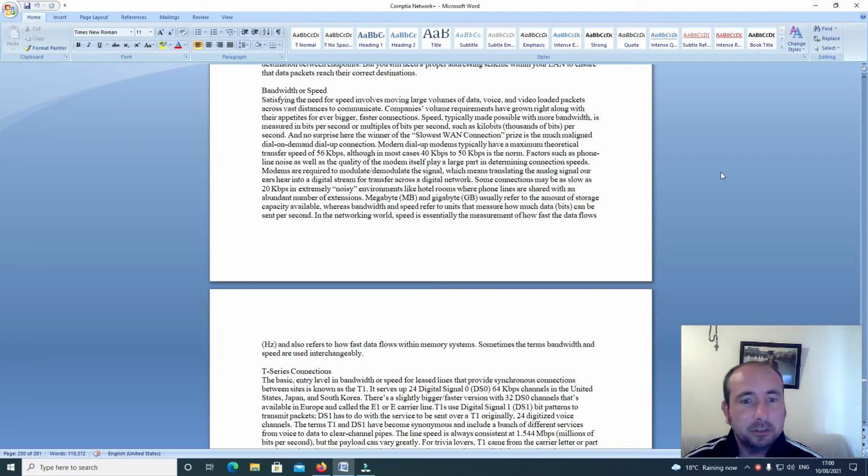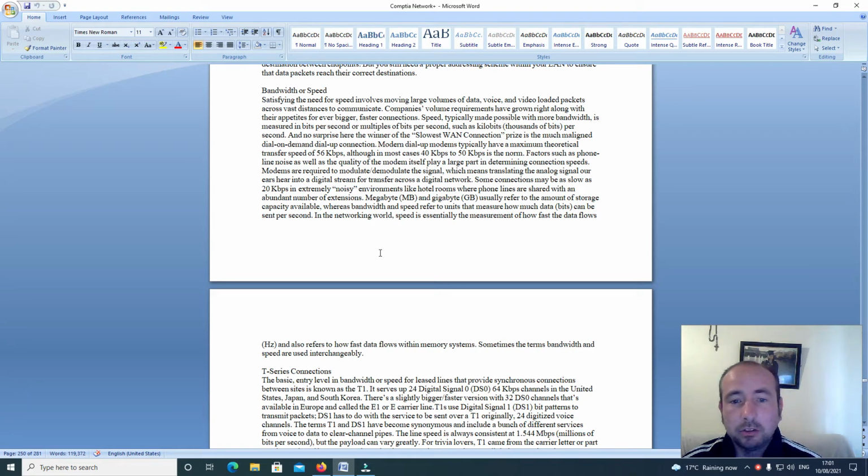Satisfying the need for speed involves moving large volumes of data, voice and video, loaded packets across vast distances to communicate. Companies' volume requirements have grown right along with their appetite for even bigger, faster connections. Speed, typically made possible with more bandwidth, is measured in bits per second or multiples of bits per second, such as kilobits, thousands of bits per second, and there is no surprise here.